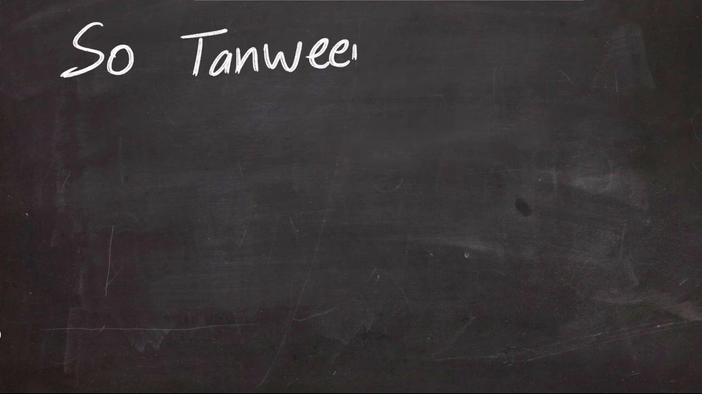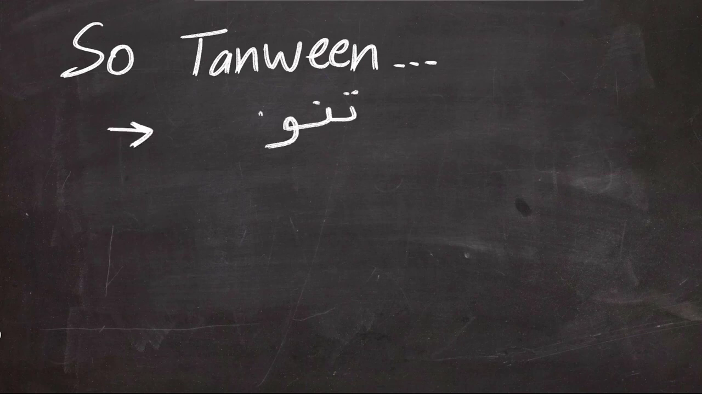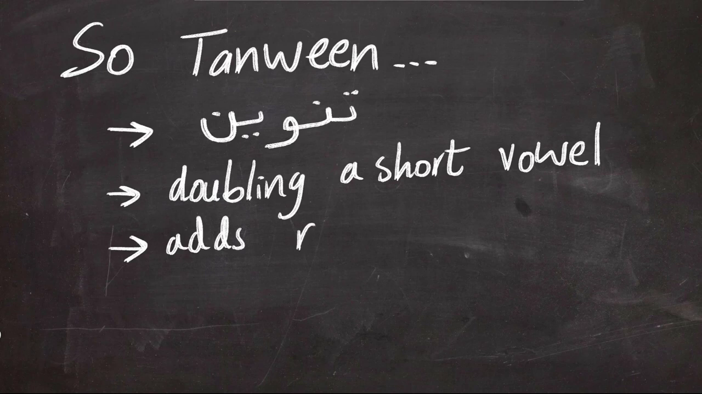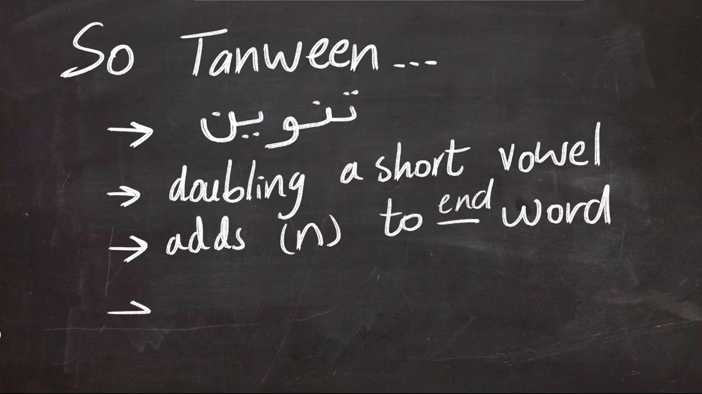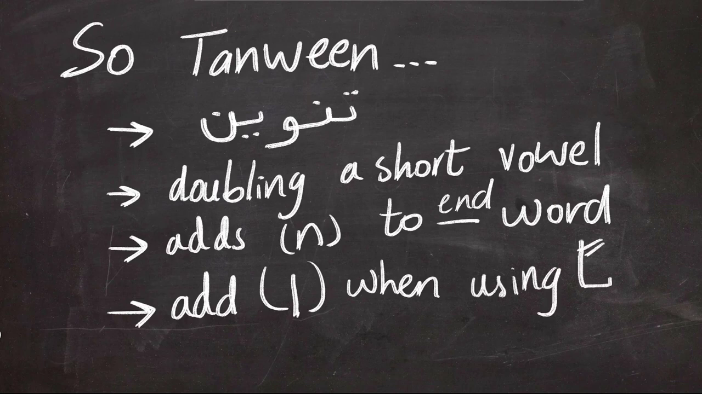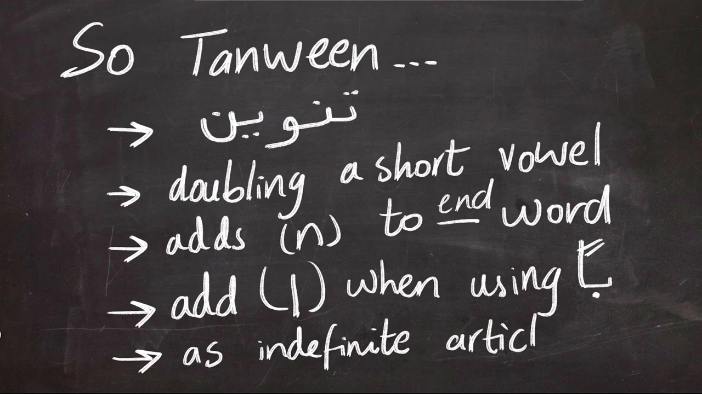So in short, Tanween is written in Arabic just like that, and it means doubling the short vowel at the end of the word, and it happens only at the end of the word. When this happens, you add N or Noon to the pronunciation of the end of the word. And you must add Alif at the end of the word when using Tanween of Fatha, like Ban. And the main purpose is using Tanween as an indefinite article, as in English A and An.